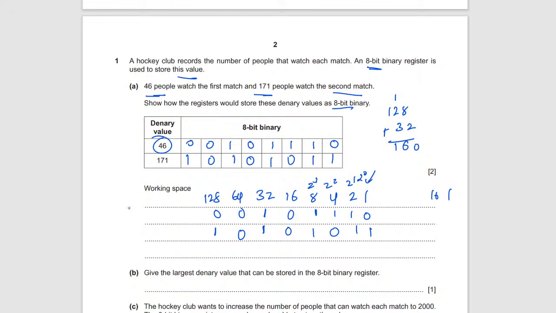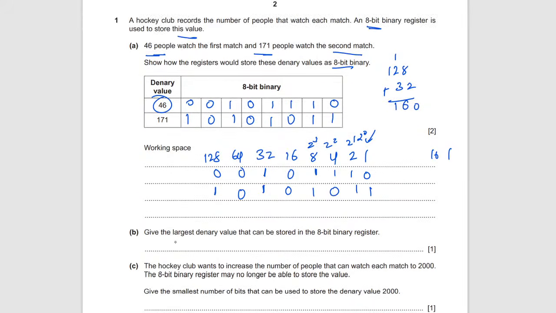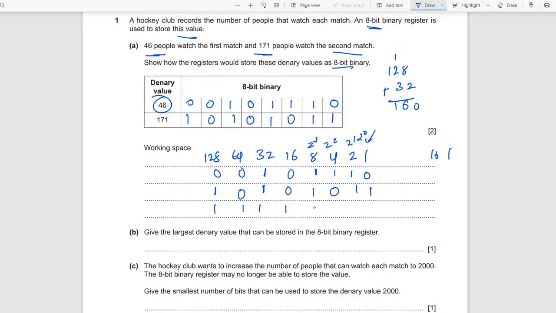Okay, so that being said, let's move on to B. It says, give the largest denary value that can be stored in an 8-bit binary register. When it's 8-bit, basically everything is 1: 1, 1, 1, 1, 1, 1, 1, 1. What will all of that be?